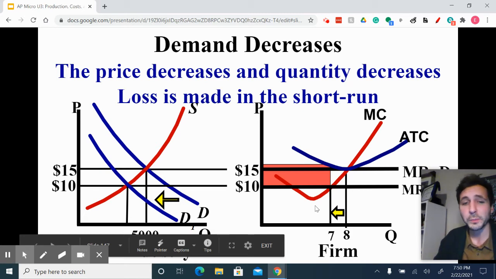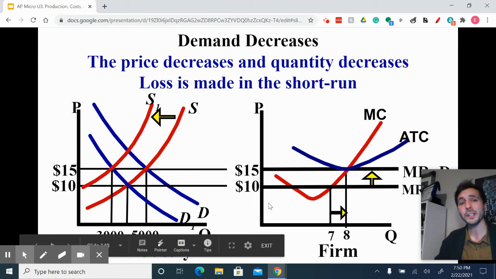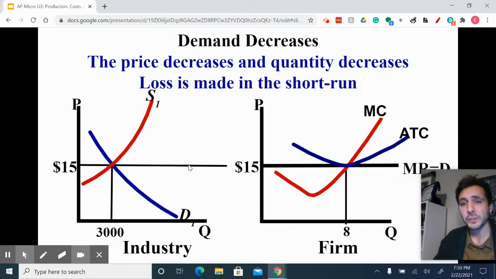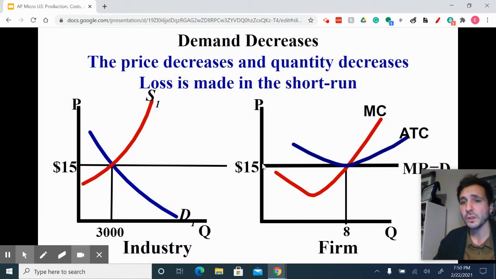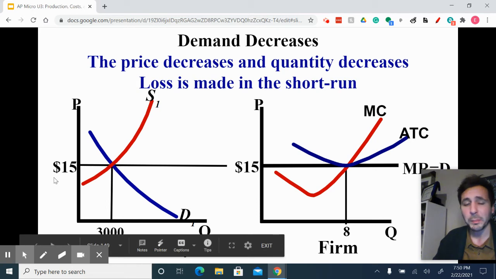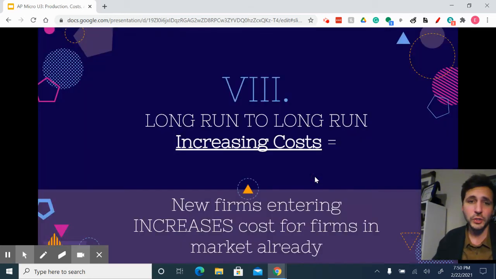When there's a loss, what are firms going to do? Firms are also going to leave the market. When they do that, supply shifts left. When supply shifts left, we have a new equilibrium over here. Our MR equals D equals AR is going to rise. So in the long run, when demand decreases, price decreases, and quantity decreases, and a loss was made in the short run. But in the long run, there was no real change. In the long run, quantity fell, but my price is the same as it was before. Leave it alone, supply will self-correct as we change.